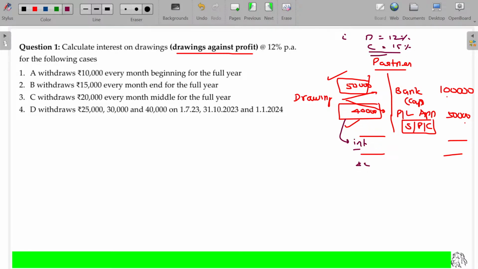For this 40,000 rupees, you have to calculate interest at the rate of 12%. Actually, since the date of drawings is missing, you have to calculate only for half a year. Am I right? This is how we can calculate. What about this scenario, sir?